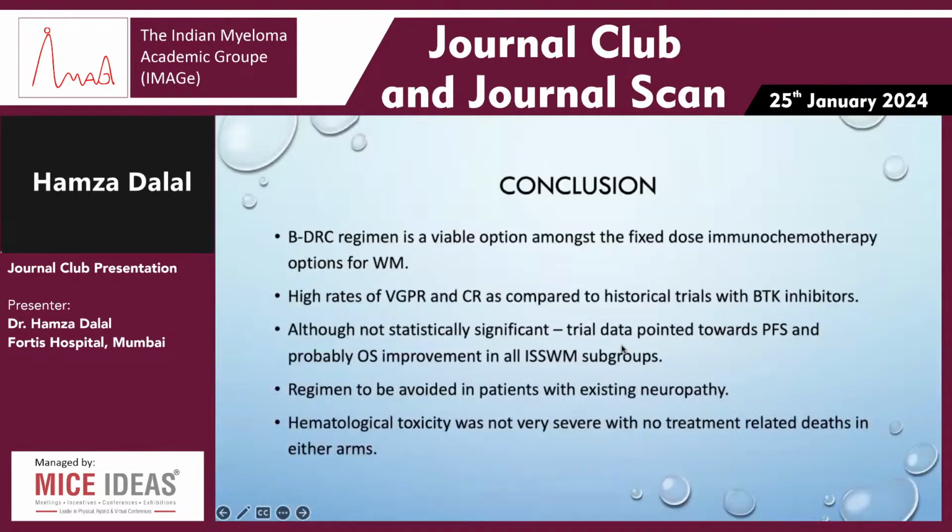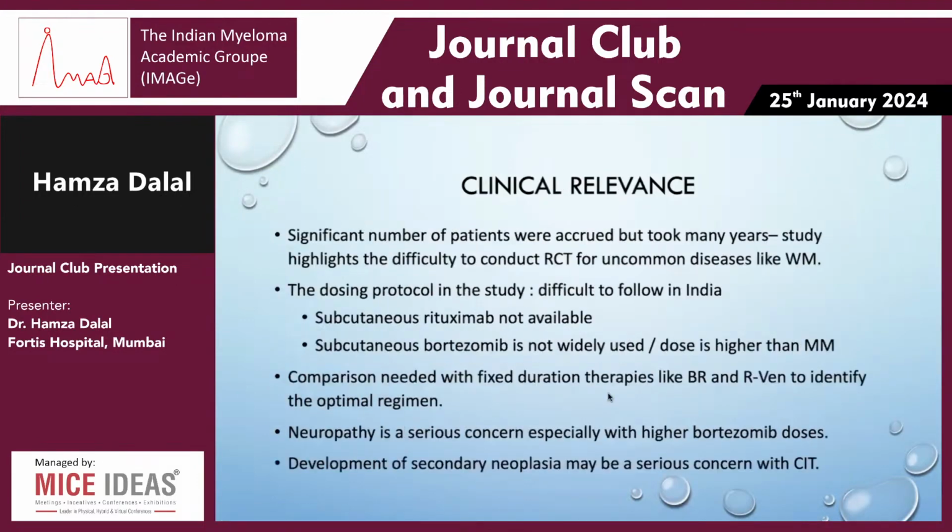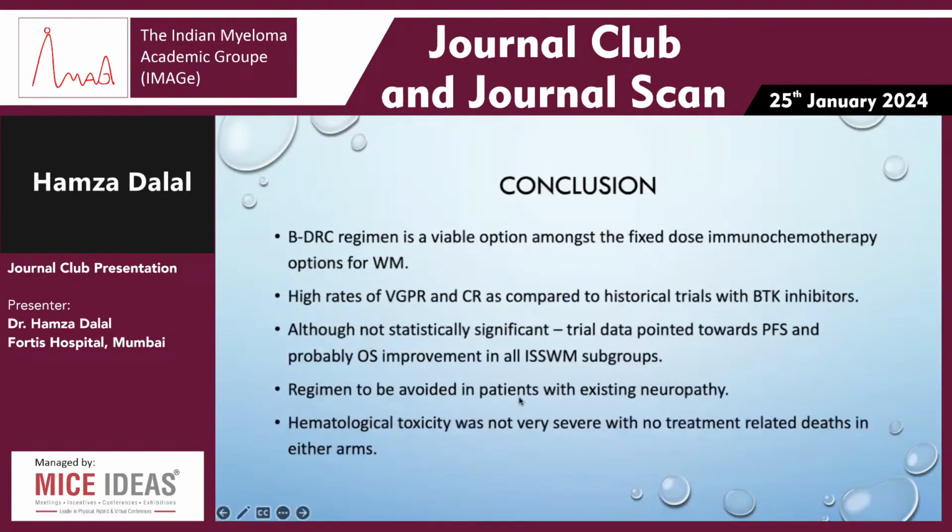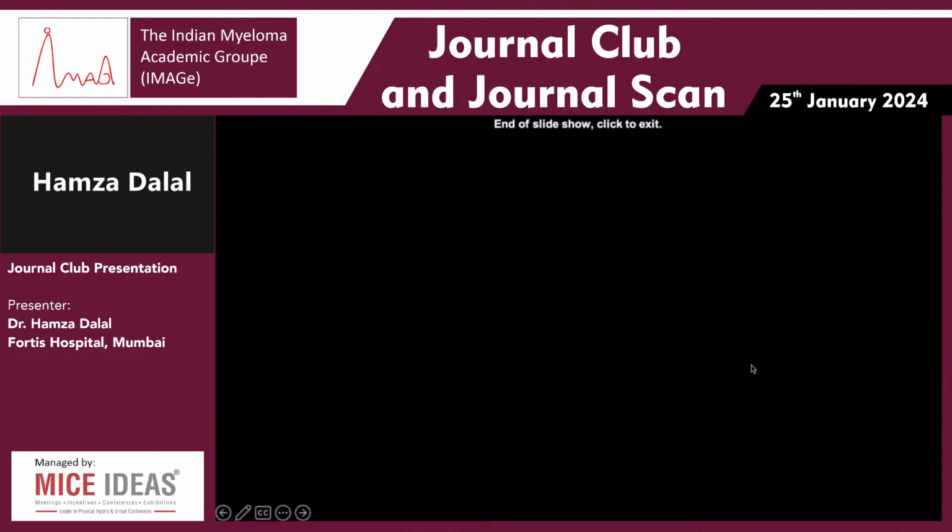BTK inhibitor has been around 20%. Although not statistically significant, the trial data definitely pointed towards a PFS and probably an OS improvement in all the ISS-WM subgroups. The regimen is to be avoided in patients with pre-existing neuropathy, which may be around 15 to 20% of Waldenstrom patients. Hematological toxicity was not very severe, with no treatment-related deaths in either of the 2 arms. Okay. Thank you.